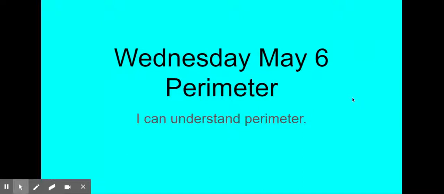Yesterday, in the last couple of iReady math lessons, you've been reviewing area. Remember, area is the amount of square units it takes to cover the inside of a figure. And you also learned that perimeter is the overall distance, the length around the outside of a figure. So area is about the amount of square units it takes to cover the inside, and perimeter is the outside. We're going to review a little bit about perimeter, and then you'll get a chance to do a little bit of practice. So again, our learning target is I can understand perimeter.